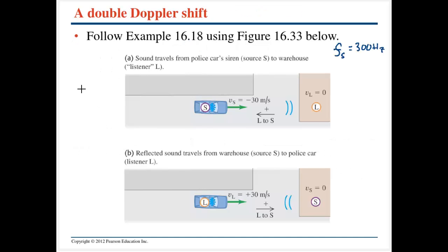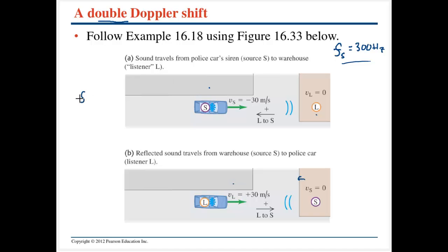Example 16.18 is actually kind of interesting because we're talking about reflection, so there's going to be a double Doppler shift. First, we have a siren that's at 300 hertz. A wall is going to act as a listener, and then it's going to act as a source, reflecting the wave, and the police car will be the listener.